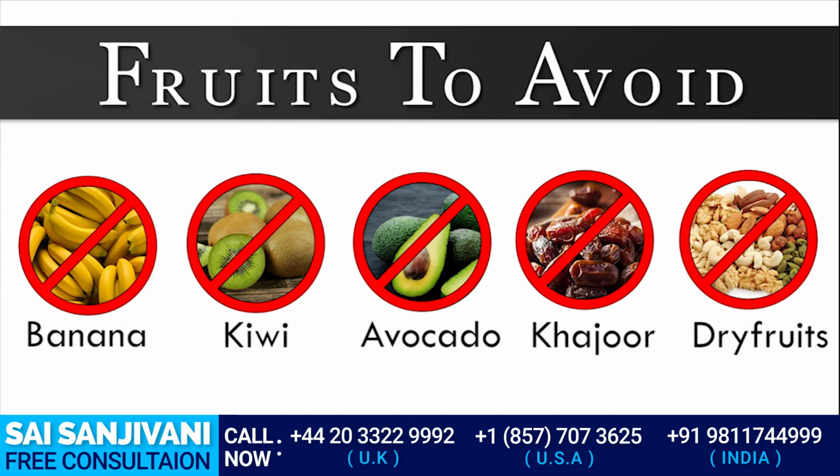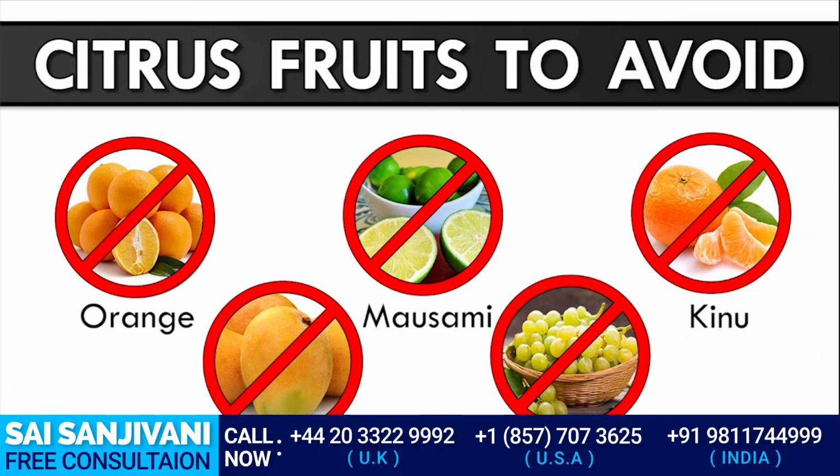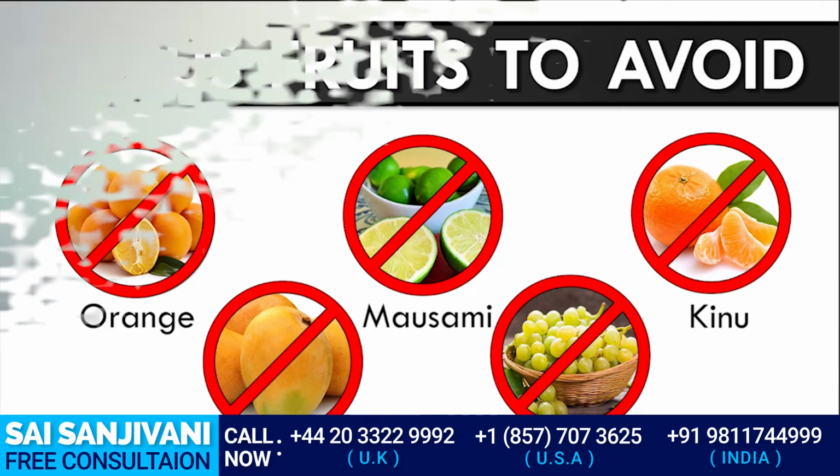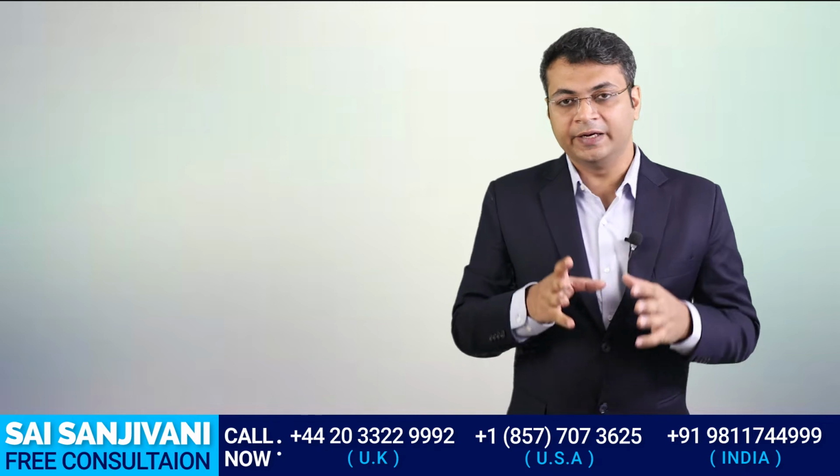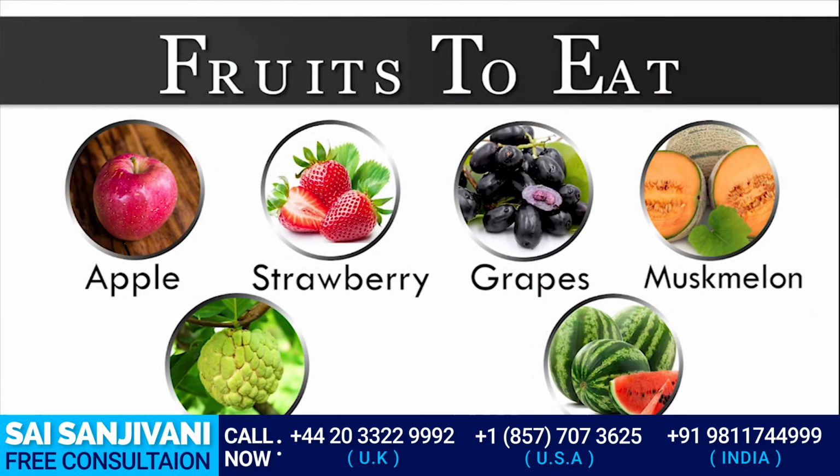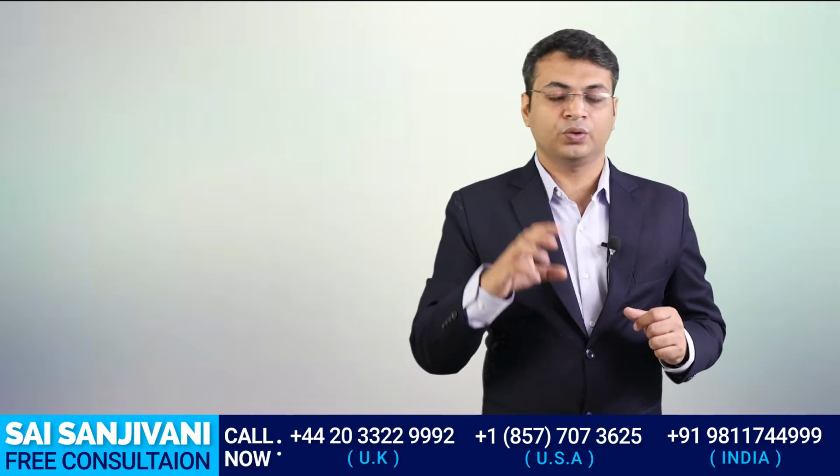Now let's move to the fruit category. In the fruit category, we have to avoid banana, kiwi, avocado, dry fruits, raisins, and we have to avoid all kinds of citrus fruits also. And these fruits can be taken by a kidney failure patient: apple, papaya, muskmelon, watermelon, custard apple. All these fruits can be taken, but the quantity should be 1 cup, because if we take fruit quantity more than 1 cup, the potassium will start accumulating in our body. So we have to avoid extra amounts of fruits in a kidney failure patient.